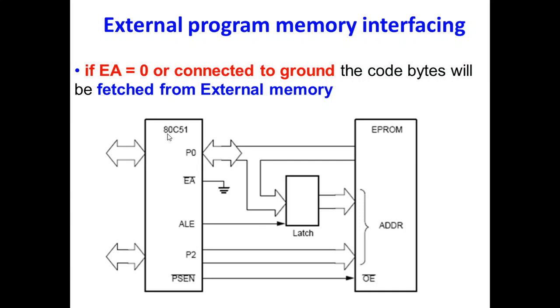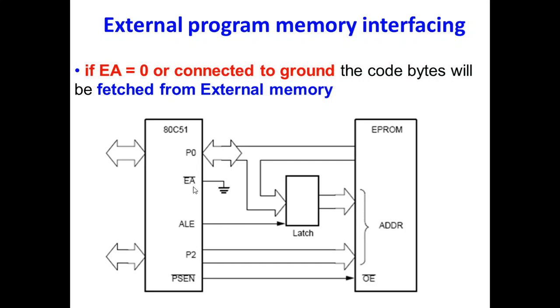In this case, this is our 8051, and this is EPROM, that is electrically programmable read only memory. Now you are interfacing these two devices with the help of various types of buses. We know that there are three types of bus: address bus, control bus and data bus. Out of that, initially, suppose the EA pin.